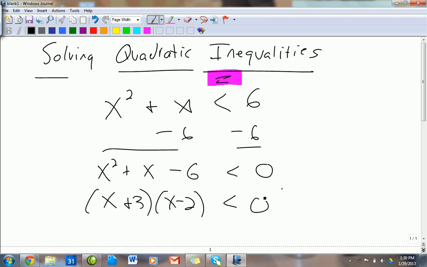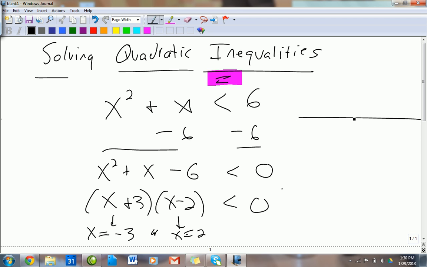I haven't really done anything with that less than yet, that inequality. Now, what this gives me is two boundary points. My boundary points are going to be the zeros of the factors. Even though it's not equal to 0, I'm going to use those. Just as always, those two factors give me the zeros, but it's not an equation I'm solving, it's an inequality. Those two boundary points on a number line are going to define 3 regions.